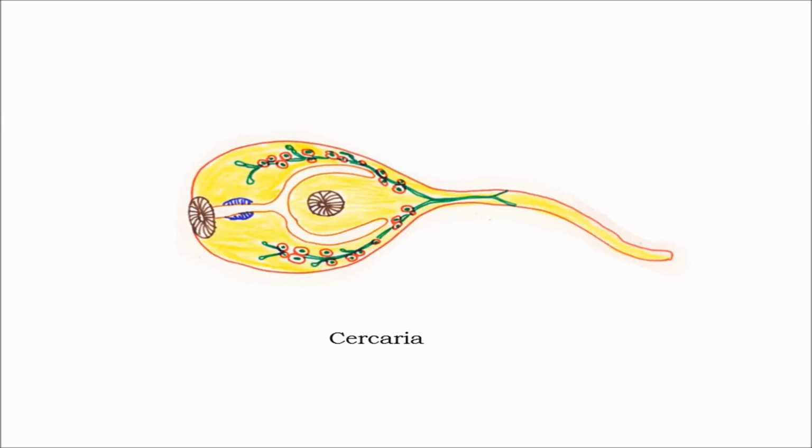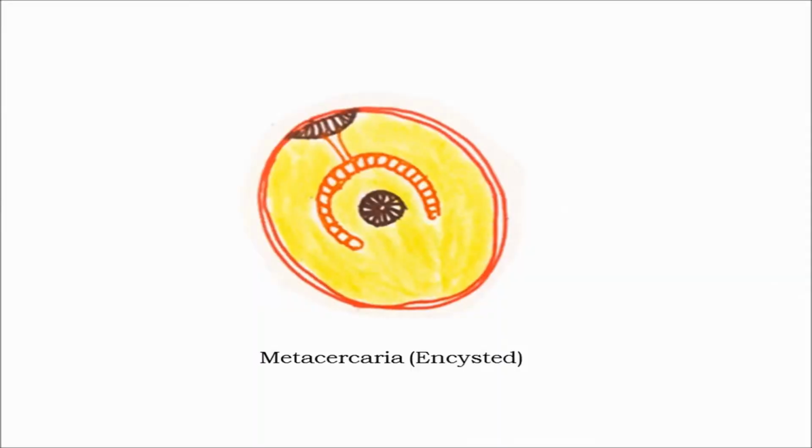Then these gradually get encysted and develop into Metacercaria. Now mind well, here the tail is not seen anymore. It just has an oral sucker, a ventral sucker, and a partially developed intestine. It is this stage which then has to enter the primary host.